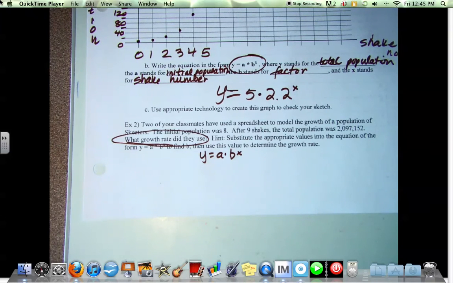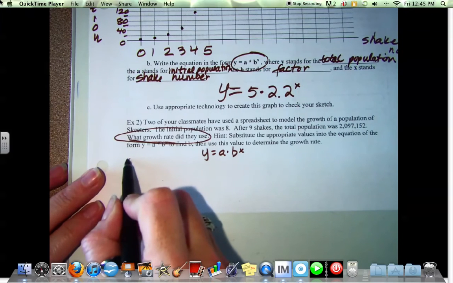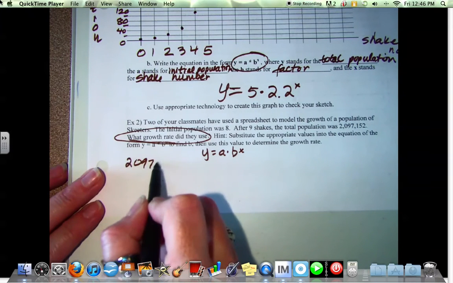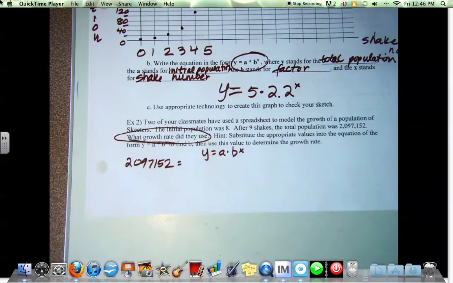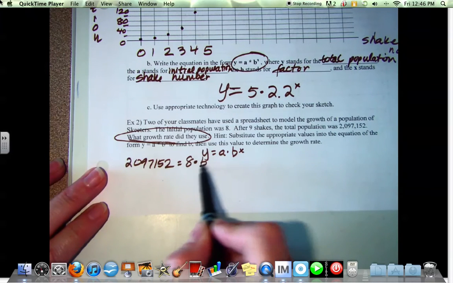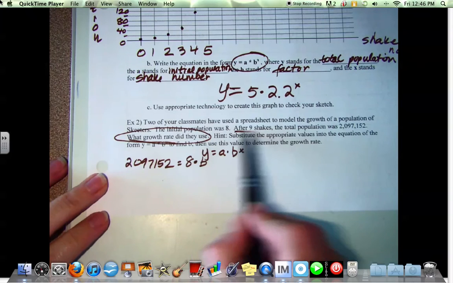All right, so let's fill in what we know and solve for the b. So, the y represents the what? The total population. So what's our population? 2 million. Oh, no, it was 2,097,000 equals, what does the a represent? Times, we're looking for the b, so we're going to leave the b there. Do we know how many shake numbers? 9. It tells us right here after 9 shakes.